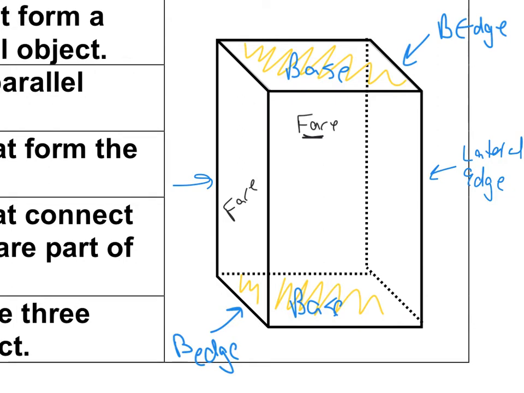And then a vertex, of course, we've seen these before. This is where those are going to intersect. So we've got lots of vertices on there. And that's pretty much all the things you need to know.